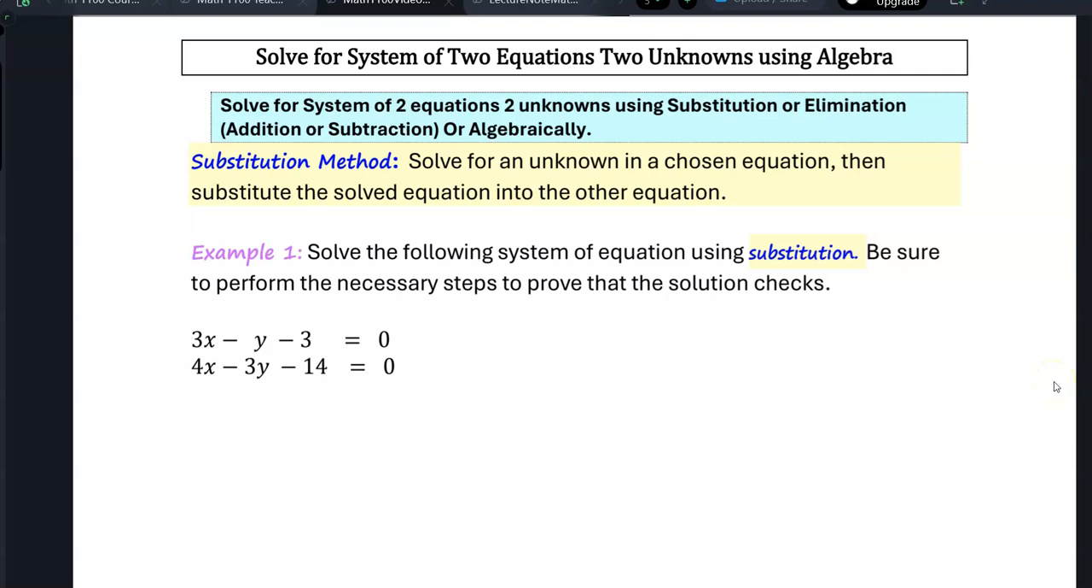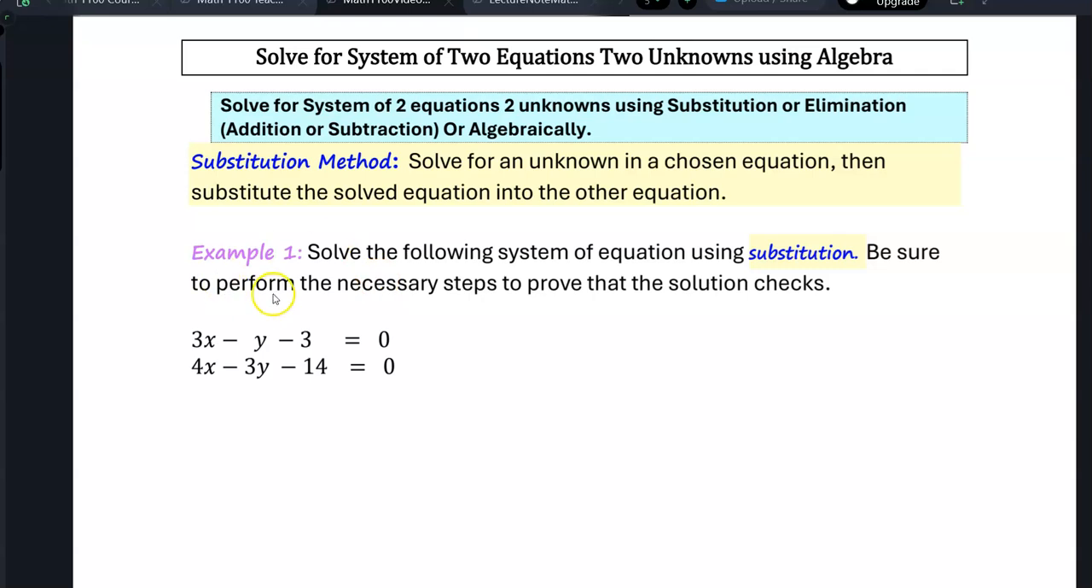Hello everyone. In this video, we will learn how to solve a system of two equations with two unknowns using algebra. Using algebra means that you can use substitution or elimination methods. With substitution, you will substitute one equation into another equation. With elimination, you can add or subtract the two equations.